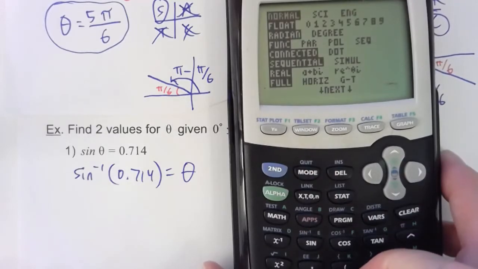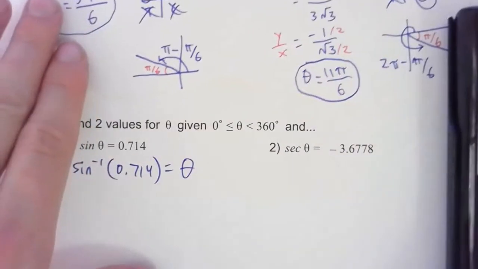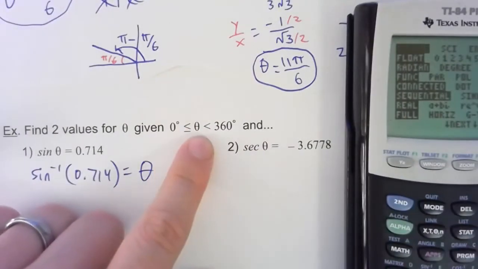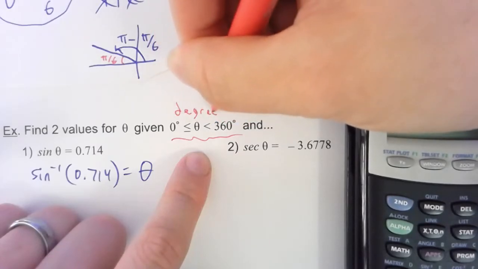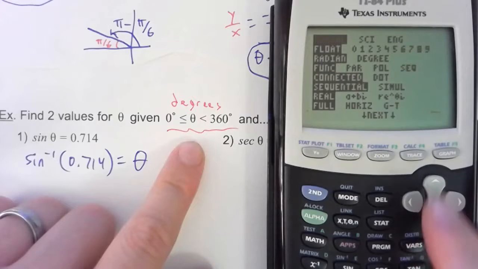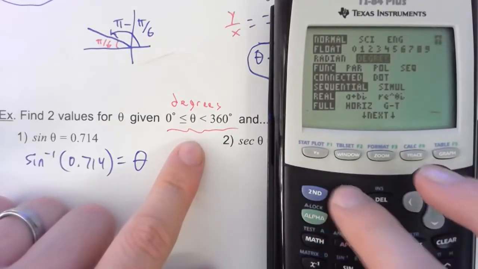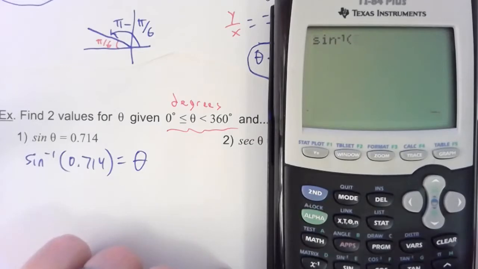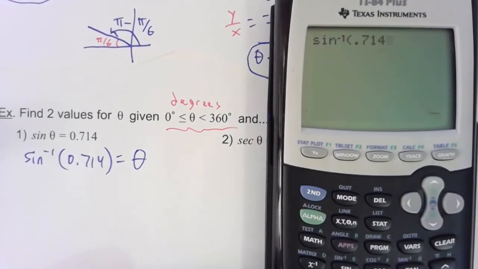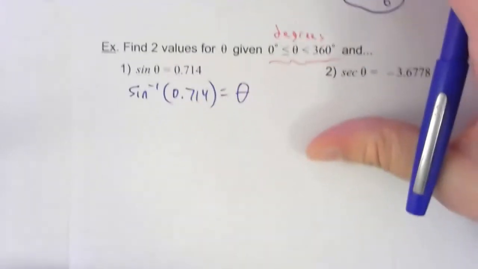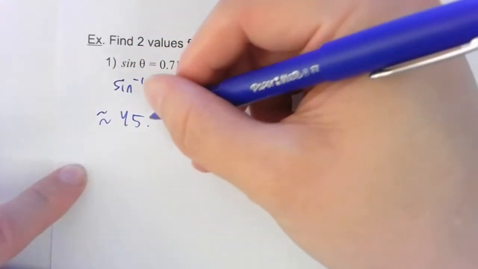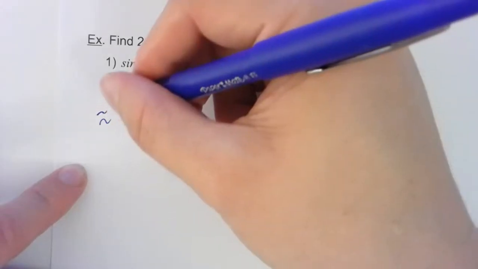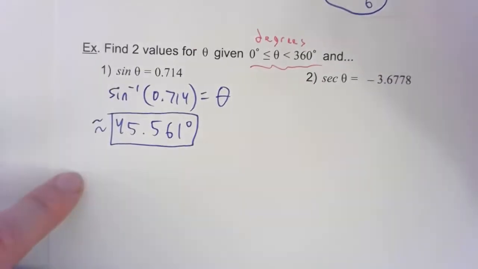Go into mode. Okay, how do I know which mode I want, radian or degree? Well, look at these directions here. The directions tell me that I want to be in degrees for this problem. All right, so let's switch this to degree mode. And now I can do inverse sine of 0.714. Okay, so my calculator gives me that answer of about 45.561 degrees.